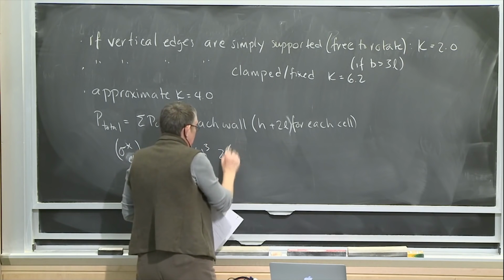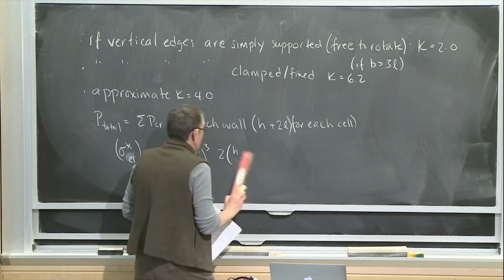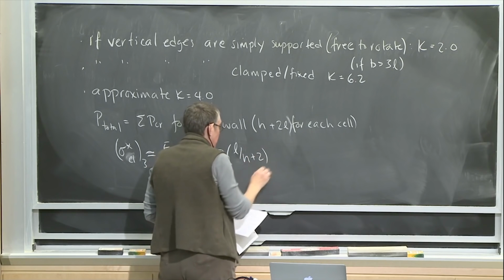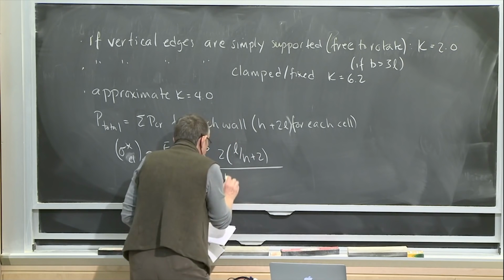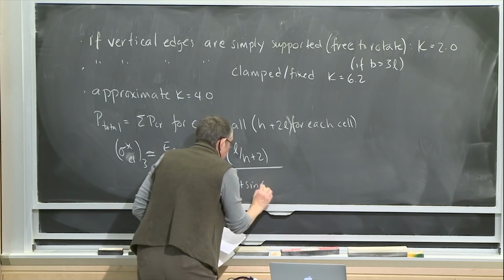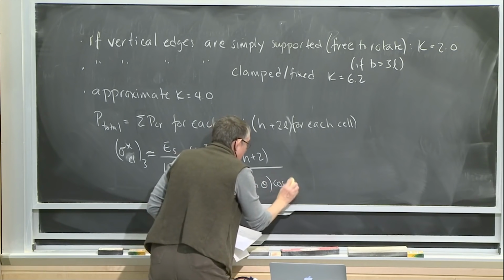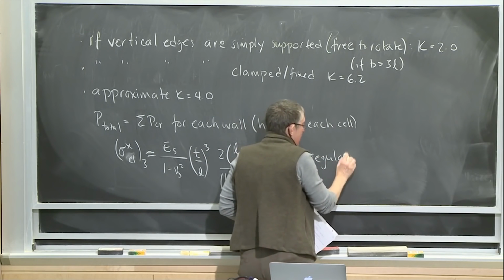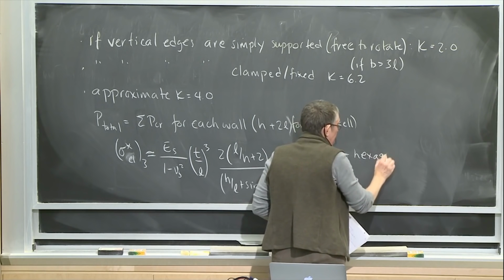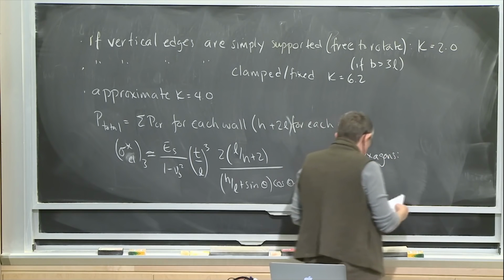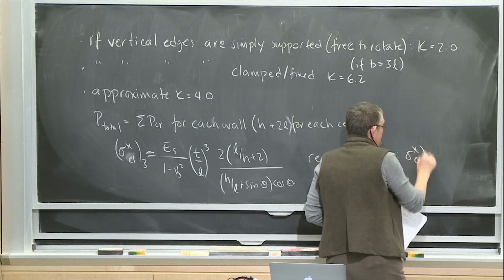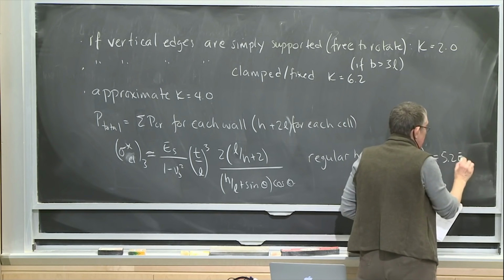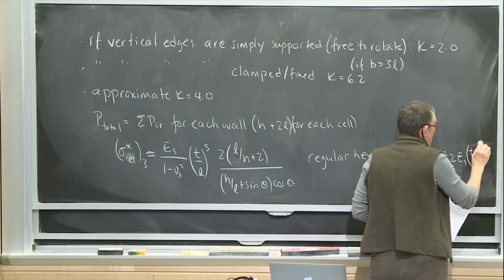cubed, and then there's a geometrical factor here. And if you had regular hexagonal cells, this buckling stress works out to 5.2 times ES times T over L cubed.